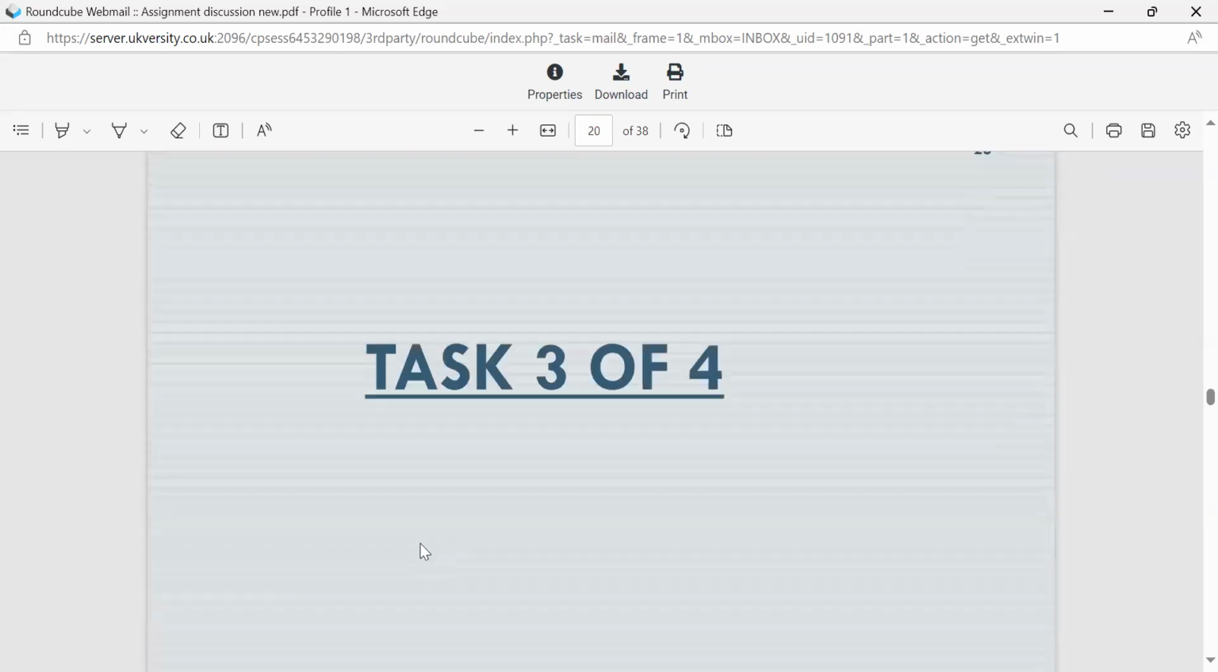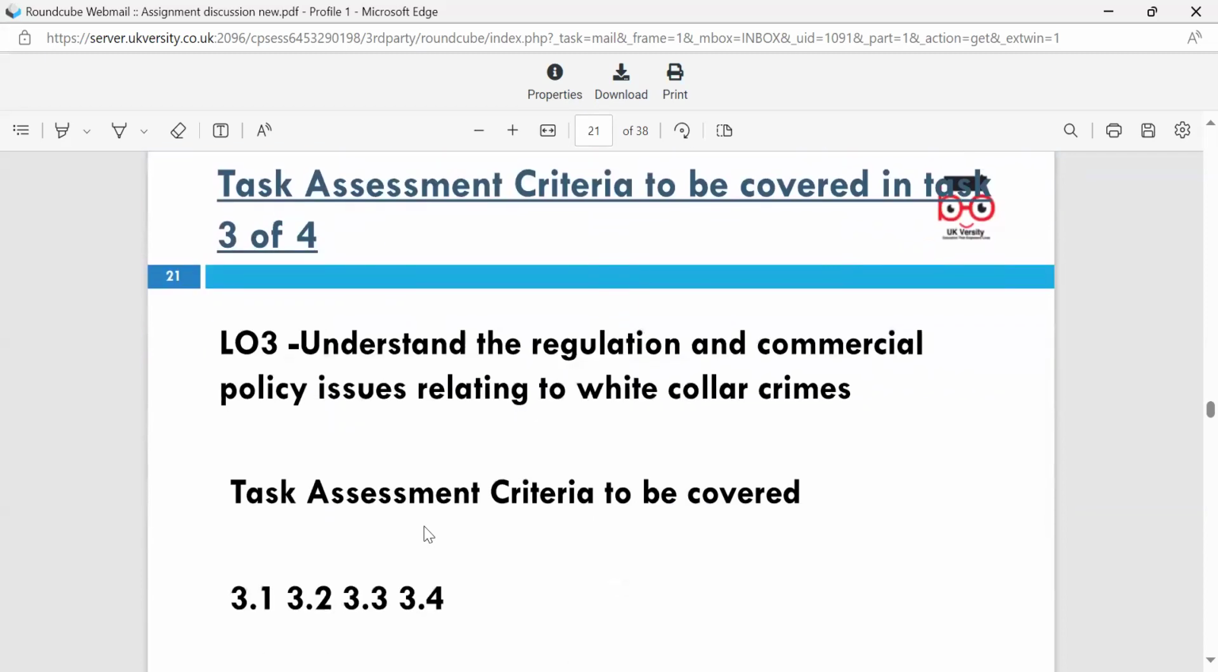Now we're going on to task 3 of 4. Task 3 of 4 criteria needs to be covered under learning outcome 3, which is to understand the regulation and commercial policy issues relating to white collar crimes. Task assessment criteria to be covered are 3.1, 3.2, 3.3, and 3.4. Task 3 of 4.